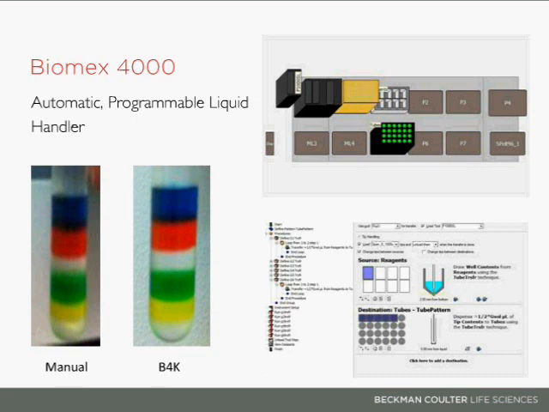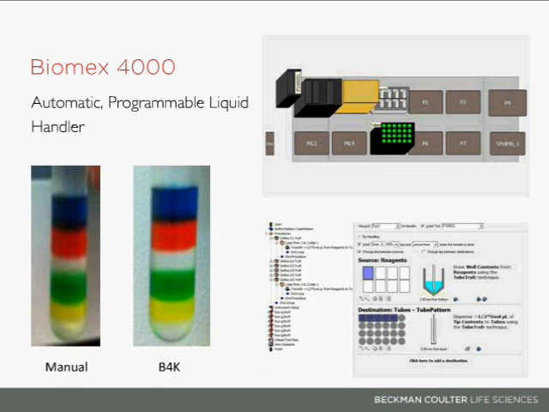So I believe this is kind of the next step to the industrialization of nanoparticles, especially ones like carbon nanotubes where density gradient ultracentrifugation is a necessary step. Automatic liquid handlers like the Biomex 4000 make this scale up possible.